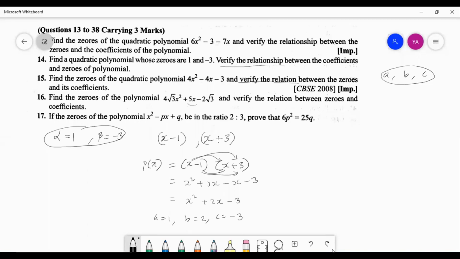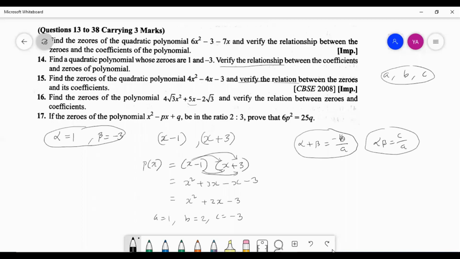Now you check whether alpha plus beta is equal to minus b by a and alpha beta is equal to c by a. You can check and it will definitely hold. So this is the idea. If you get a similar question, you can do it like this: first, form the quadratic equation.